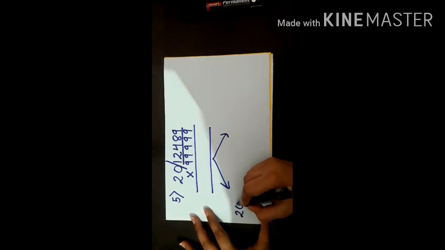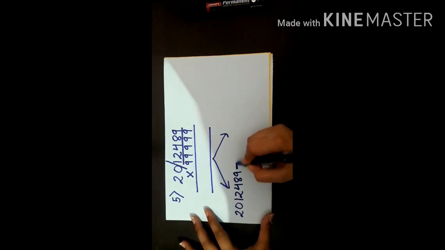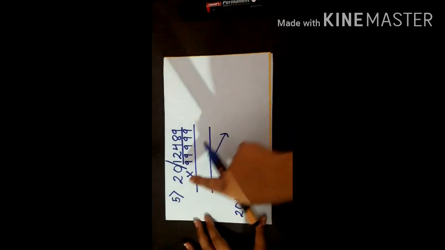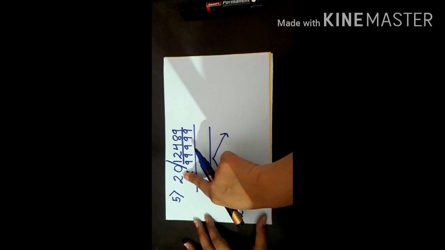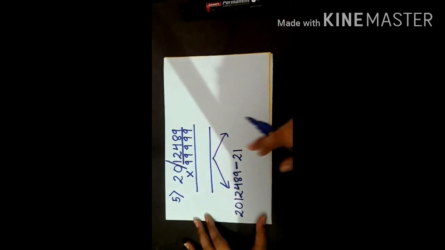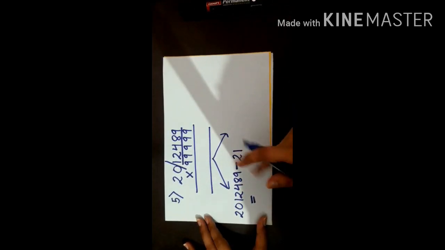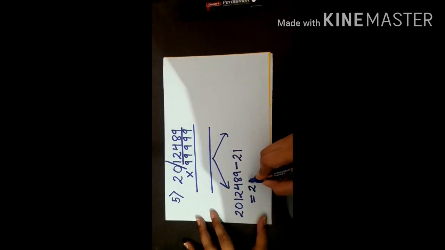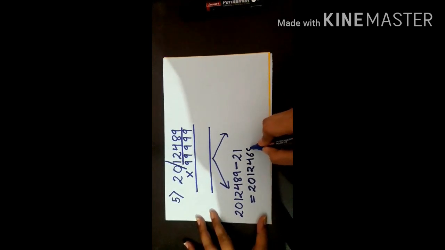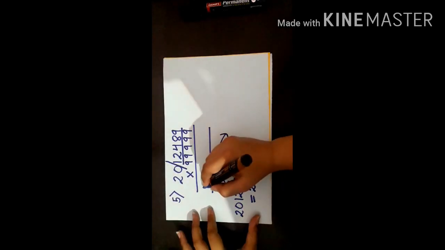Take your multiplicand. The whole multiplicand you have to take. Then subtract it. Now what do you have to subtract? Here is 20. So you have to subtract it from 21, means one number up. So if you minus this number by 21, you will get 2012468. Now write here.